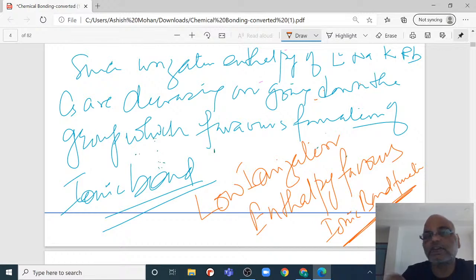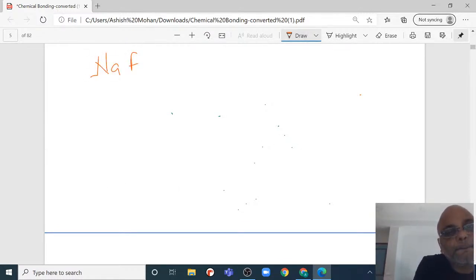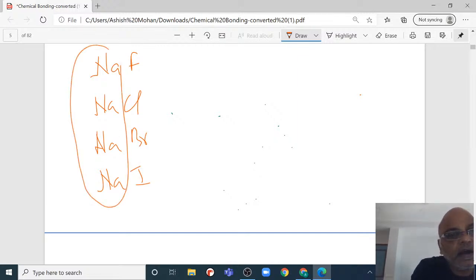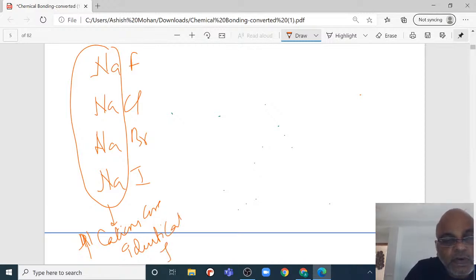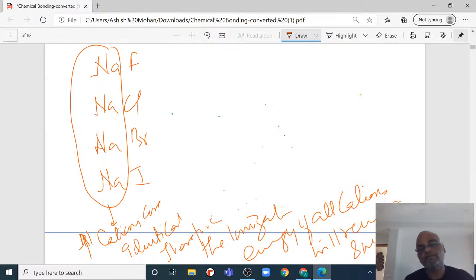Now I am coming to electron gain enthalpy. Take another example. Now I am taking an example of NaCl, NaBr, NaI. If you look at here, all cations are identical. Therefore, the ionization energy of all cations will remain the same.